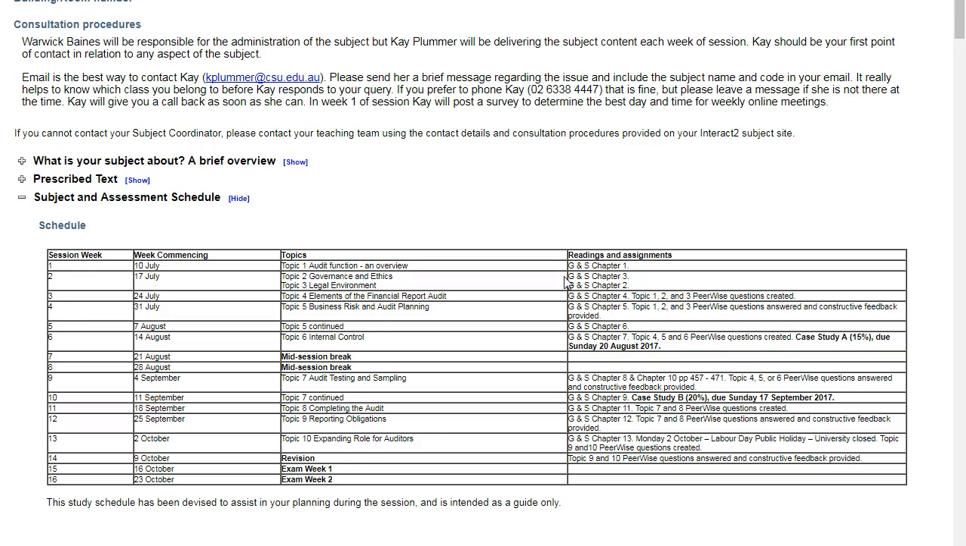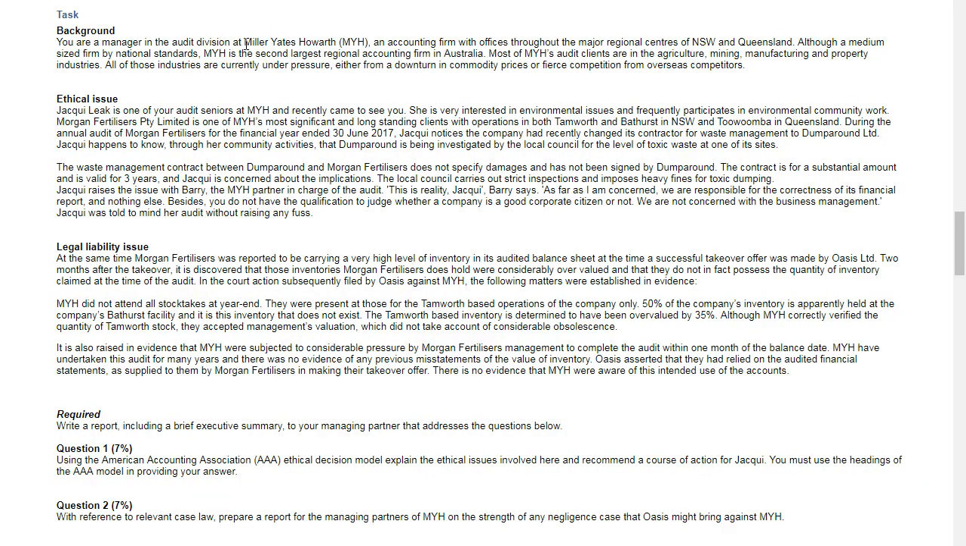If you're not up to date, make sure you get up to date on topics 1, 2 and 3 as soon as possible. Remember that whilst this assessment task is based on the one case study at the one auditing firm, that's Miller Yates Horwath, and at the one client, that's Morgan Fertilizers, the two questions deal with different issues. First one's an ethical issue, second one's a legal liability issue. So when you're preparing your report, make sure you address the two questions separately.